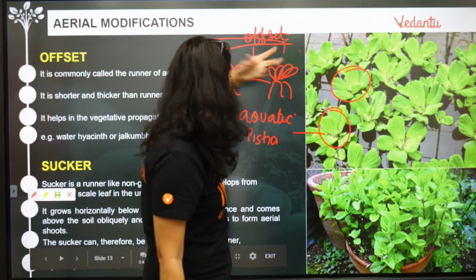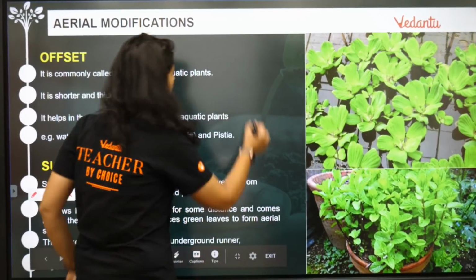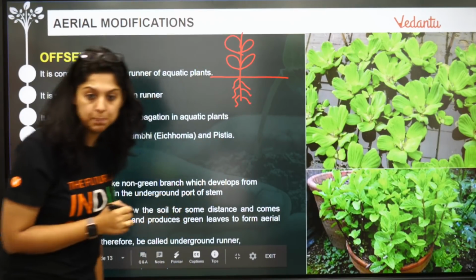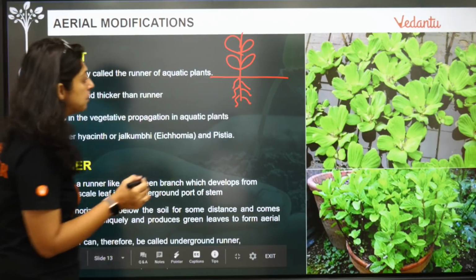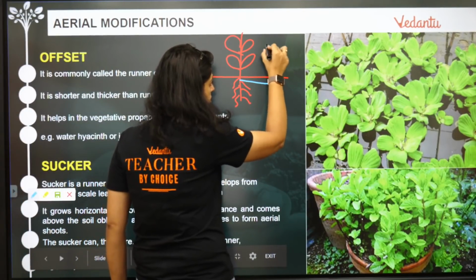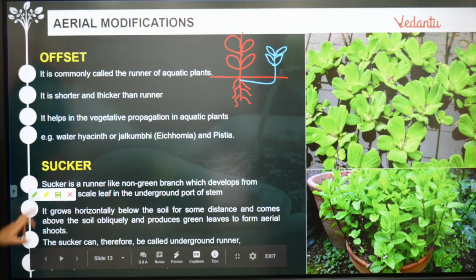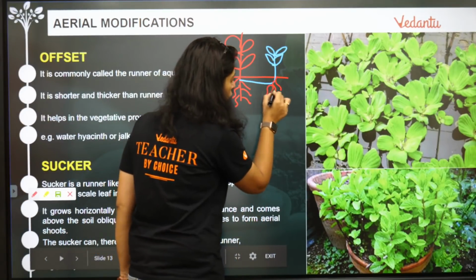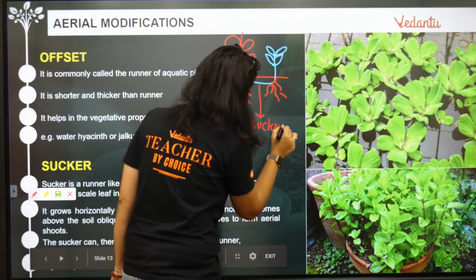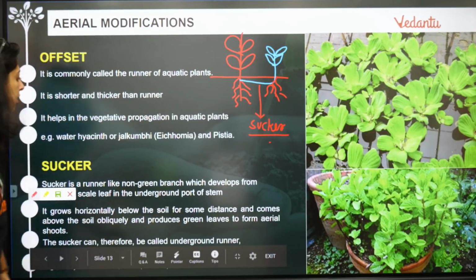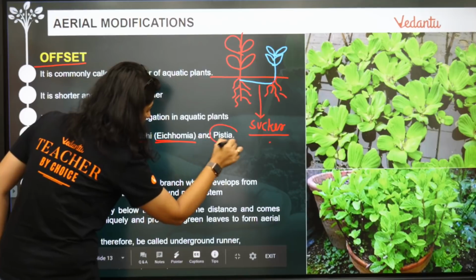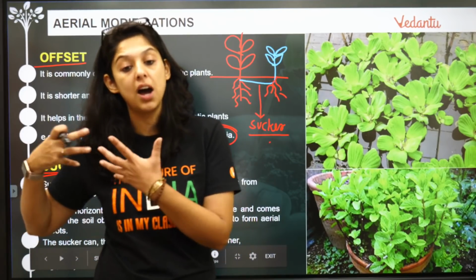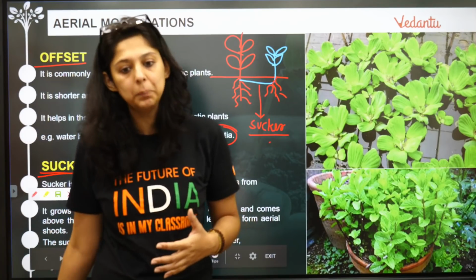What is a sucker? Now you have put mint in the soil. So this is the main plant of mint which you have put. From this main plant, one stem will go like this and go up. Can you see it is dependent on the mother plant? Can you all see? Aisha, thank you my dear child. Until it makes roots, it is dependent. So this is called a sucker because it sucks nutrition from the main plant. So offset: Jalkumbi, Eichhornia, Pistia, Pistia striatotes. Suckers are found in Mentha, mint, and runners are found in grasses. Right everybody? Is it clear?